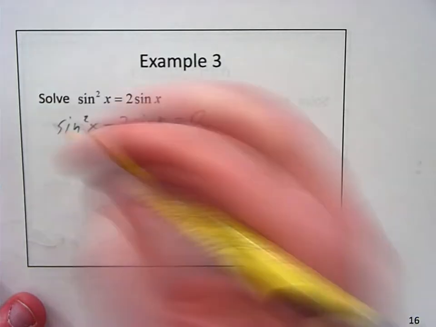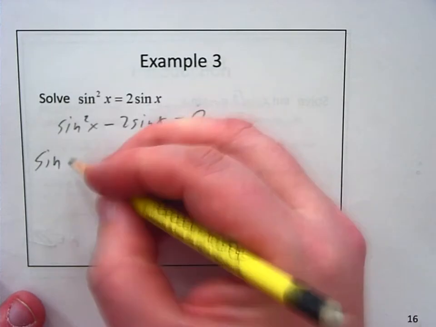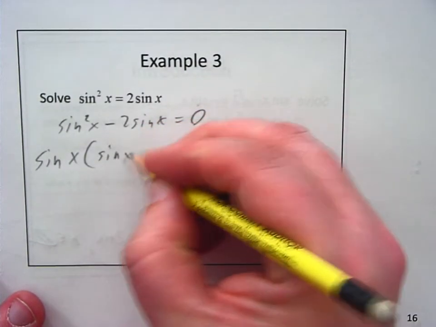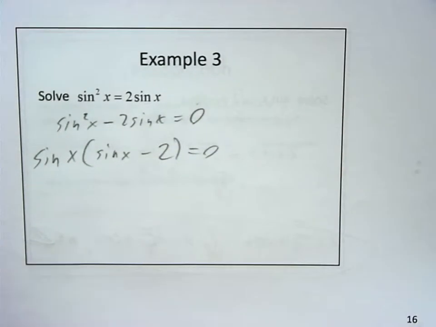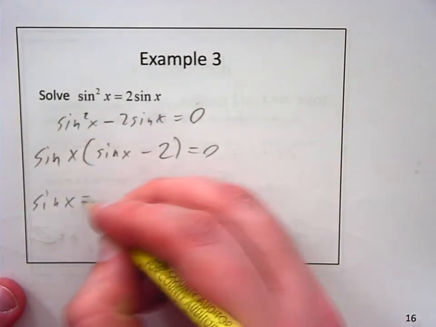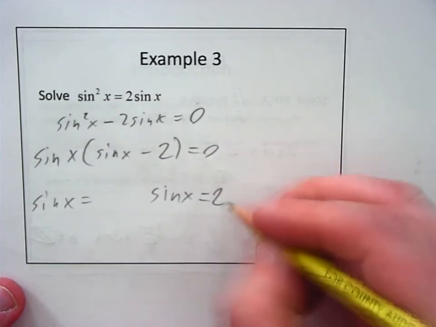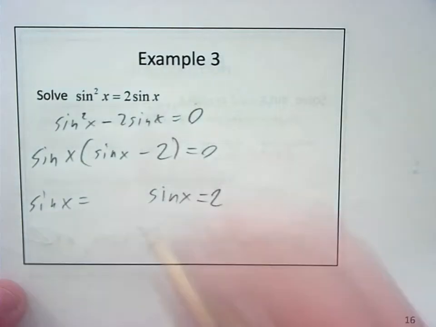Sine x. You could, if you wanted to, write u squared minus 2u, and then that makes it very obvious, but you have sine of x in both. Take it out. You're left with sine of x times sine of x minus 2. Okay? Then what? Yeah, set both equal to 0. So you have sine of x is equal to 0, and sine of x is equal to what? 2. Because sine of x minus 2 equals 0. Add the 2. Now, when is sine of x equal to 0?